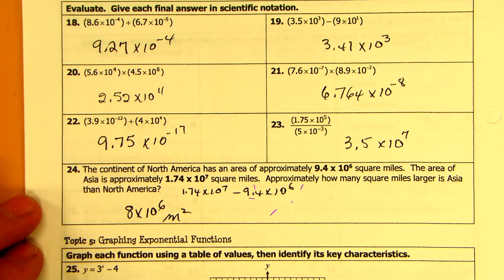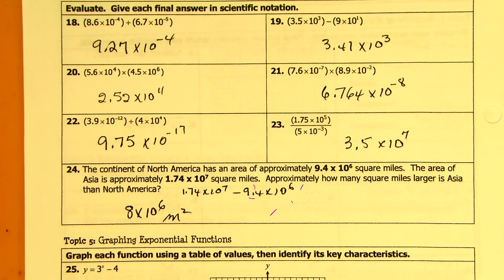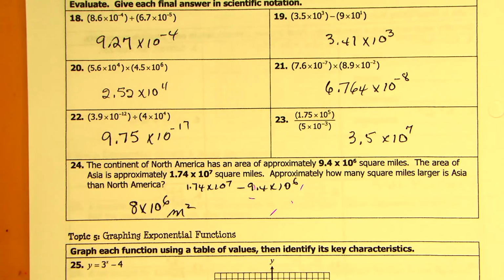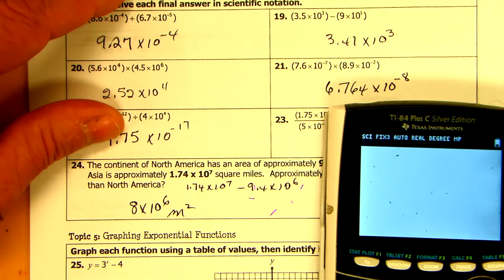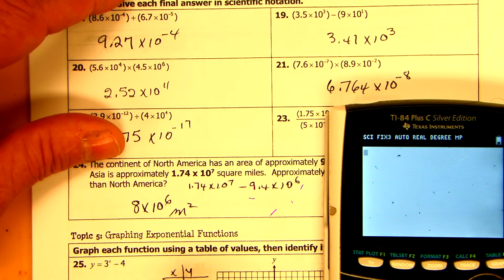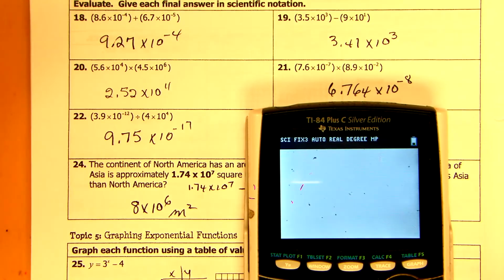Now let's look at topic 5. Topic 5 deals with graphing exponential functions. And we're going to graph each of these functions. So before I put this in my calculator, we want to do us a table. We're going to make this easy for ourselves. We have x and y values. The x values we want are negative 2, negative 1, 0, 1, and 2. Now before I put this in my calculator, I'm going to go back to mode.